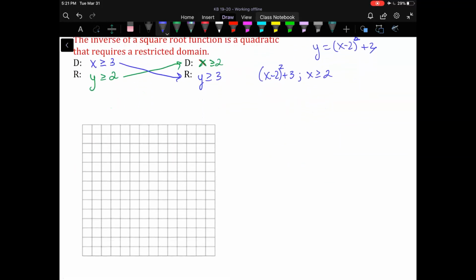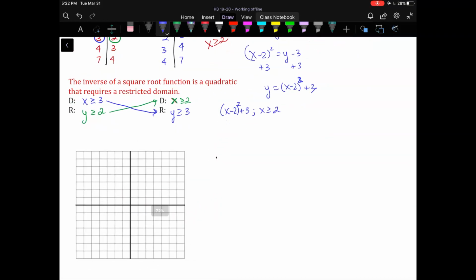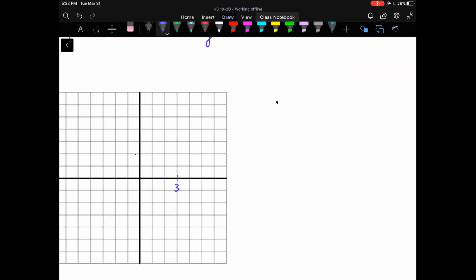And so what that looks like, let's make that black. Okay, so what that looks like when we graph it, if we start off at 3 and get 2, so here at 3 and we get a 2, and then we put a 4 in and we got a 3, and then we put a 7 in and we got a 4. Okay, and so our graph looks like this.